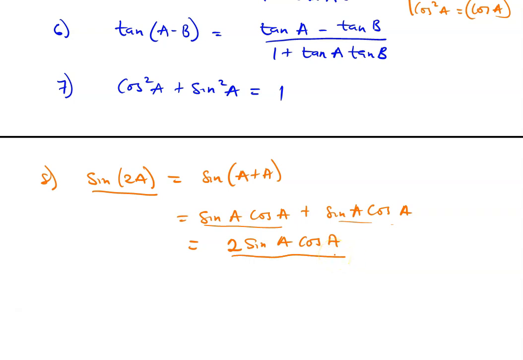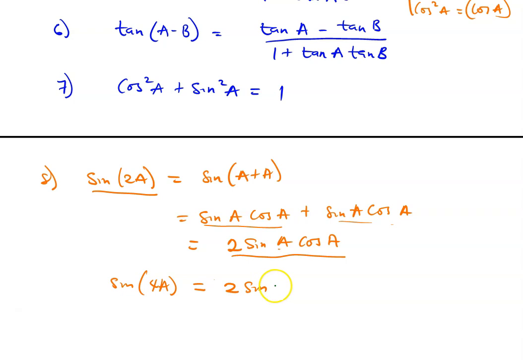Do you get it? If I have sine 4A, what I'm going to do is just increase the value of the angle. So sine 4A, we are going to get 2 sine 2A.